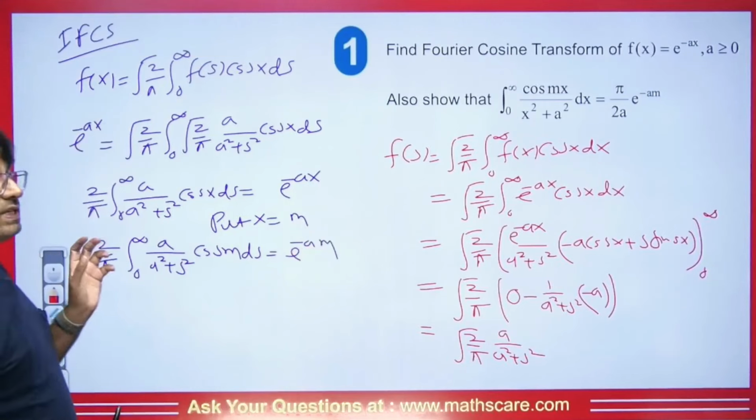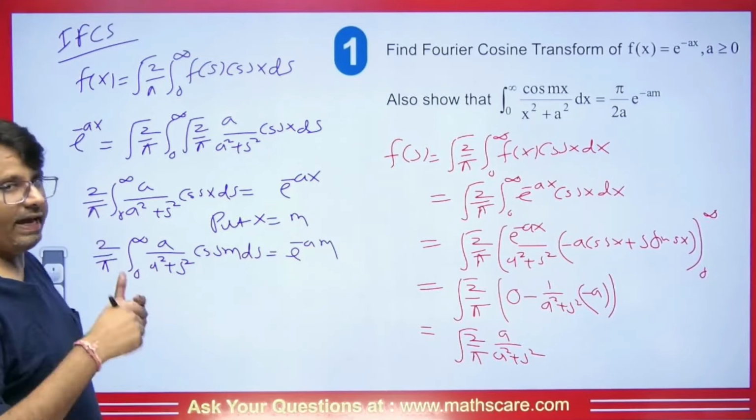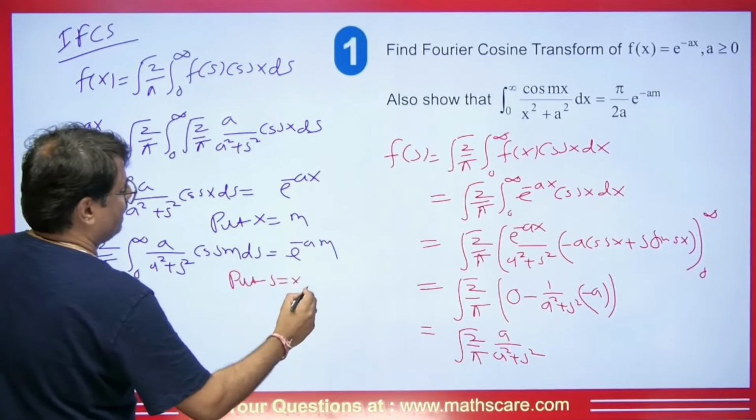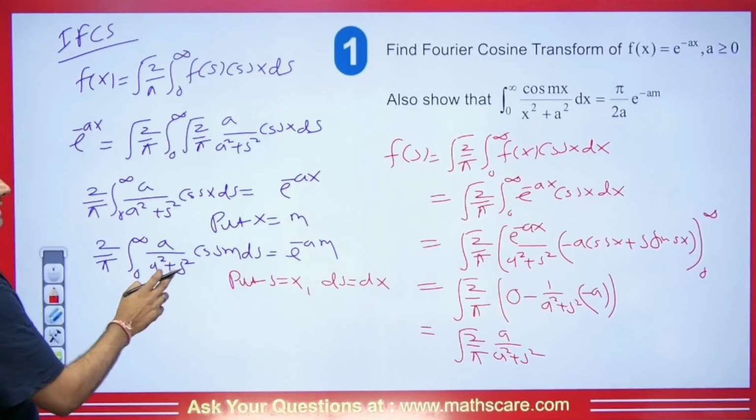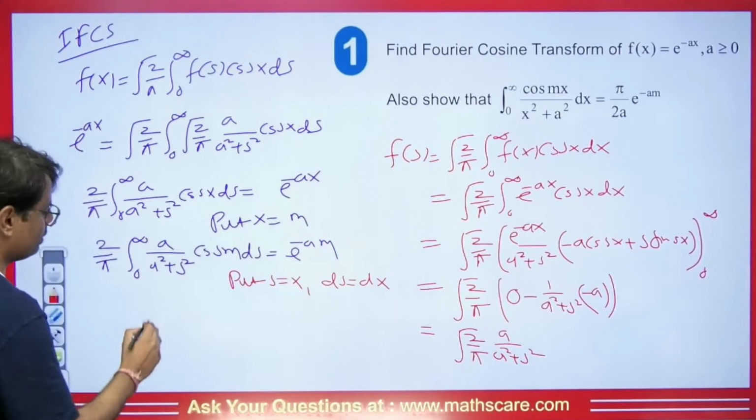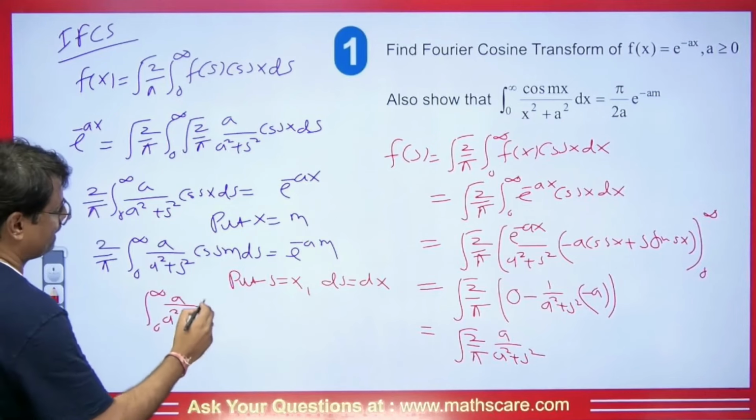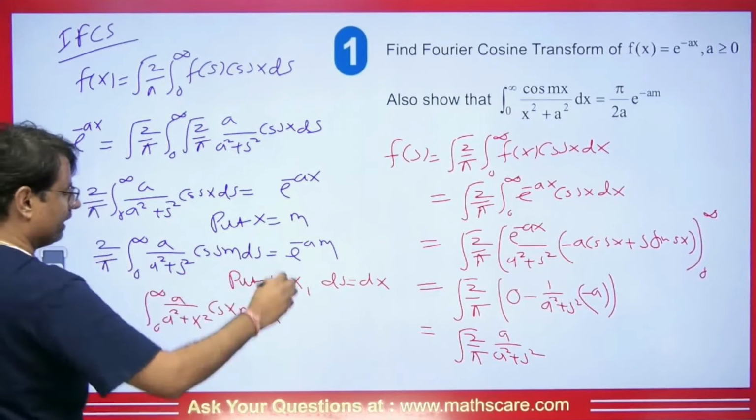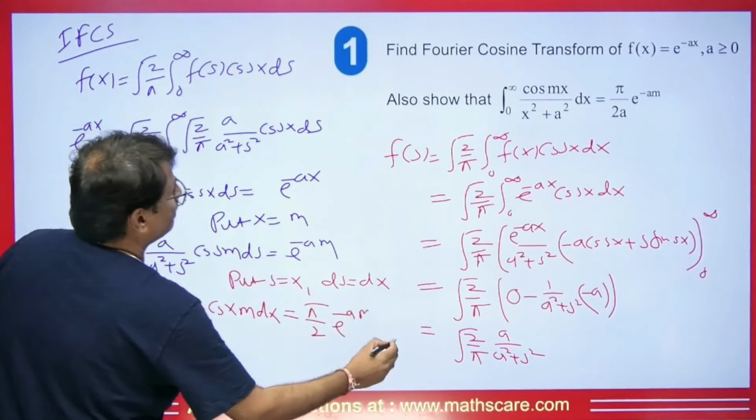As we know, it has the finite integrals property. If we have s ds here and I replace it with x, it won't make any difference. So I simply put, if s is equal to x, then ds will be equal to dx. We need to replace s with x here, so we will substitute it. The limits are 0 to infinity. This will be a upon a square plus x square, and this will be cos xm dx, and if we take it over there, this will be pi by 2 and e raised to the power of minus am.